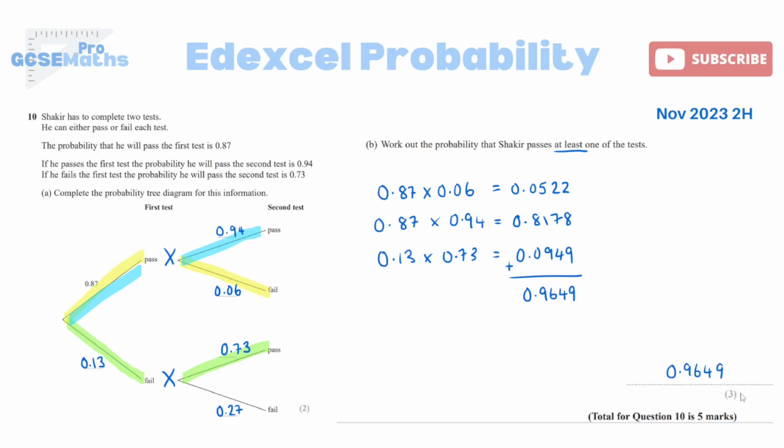So almost 100%. As I said, you could work out just the fail, 0.13 times 0.27, and subtract it from 1, and you should get the exact same answer. If you find that faster, if that makes sense to you, absolutely go for it.